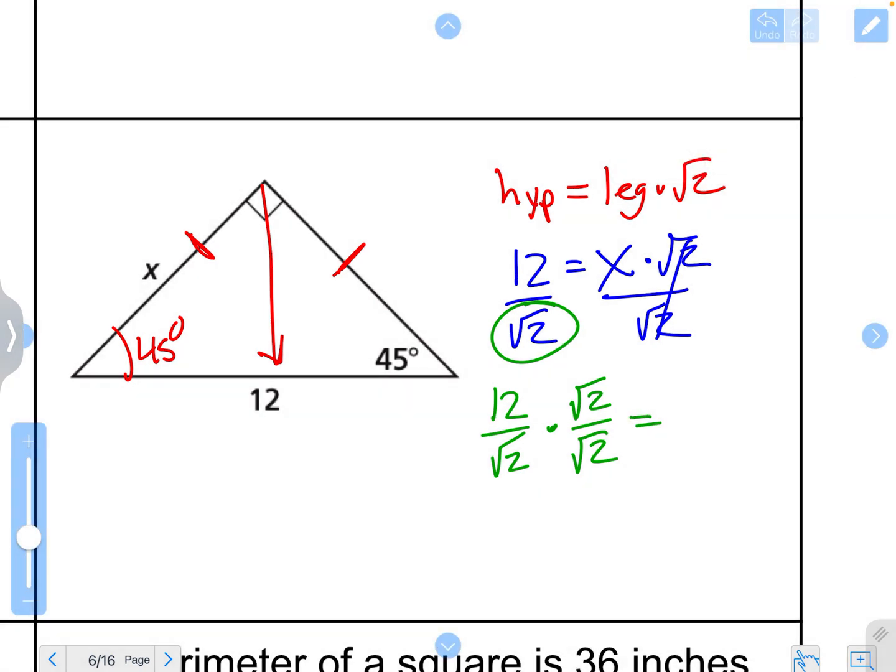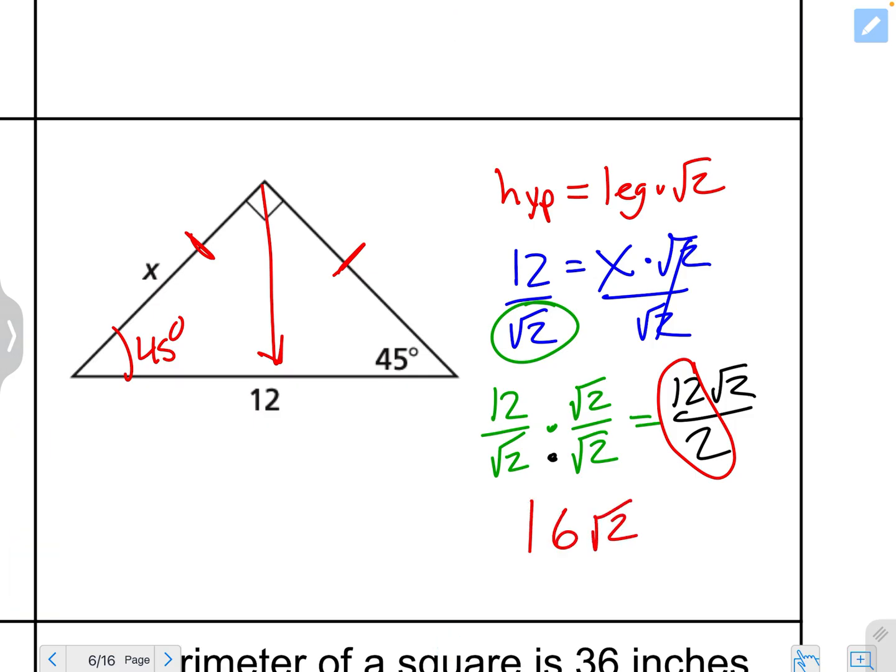So once we do this, we're going to get 12 square root of 2 on top, and we've always said that if we multiply the same thing, it's like it's squared, which means we get rid of the square root. So now we're going to look at our fraction right here, and we're going to simplify that fraction. We're going to do 12 divided by 2, which is 6. And so our answer is 6 square root of 2 is our leg.